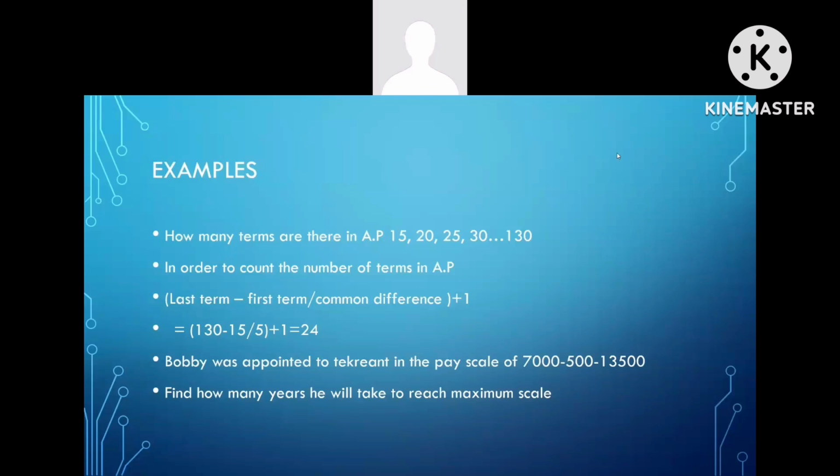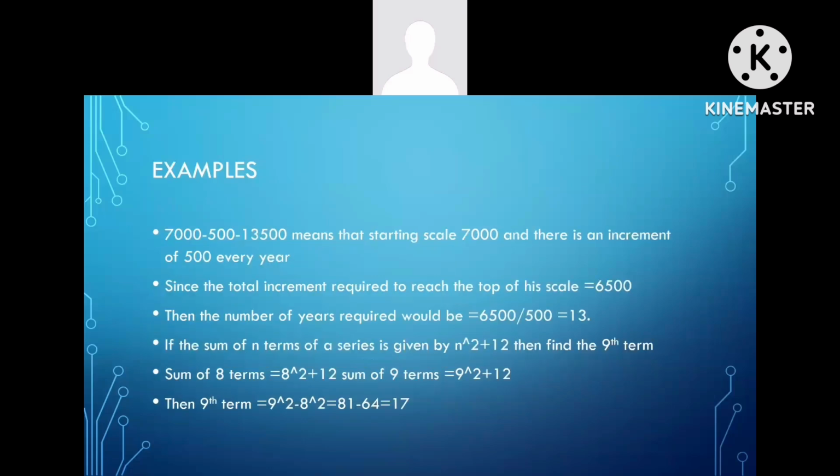Next, another example. Bobby was appointed to Techriant in the pay scale of 7,000 to 13,500. Find how many years he will take to reach the maximum scale. 7,000, 500, 13,500 means that the starting scale is 7,000 and there is an increment of 500 every year. Hence, the total increment required to reach the top of his scale equals 6,500. Then the number of years required would be 6,500 by 500, that equals 13.